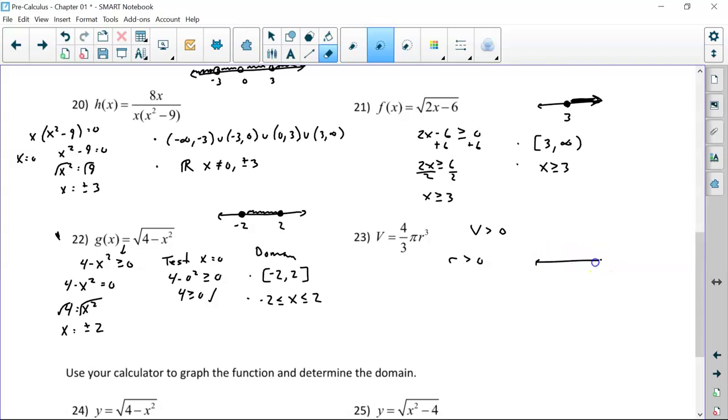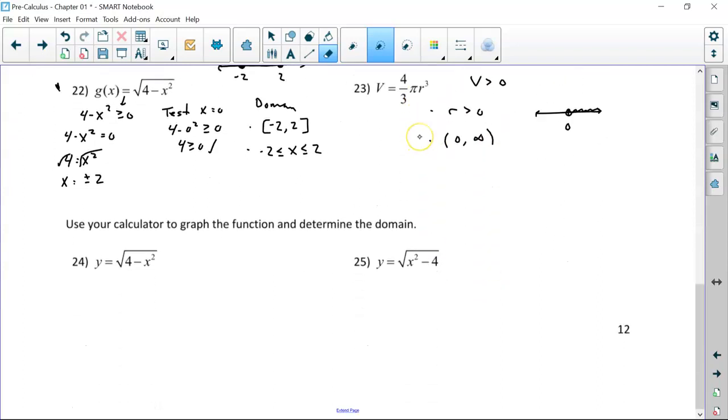Think of that number line again. Open dot at 0, shading to the right. So our interval notation for that would be a parenthesis, 0 to infinity. So there's our interval notation and our more traditional notation for r.